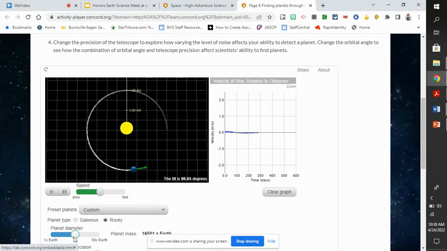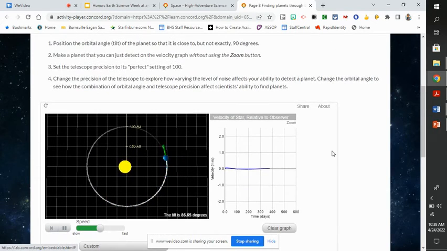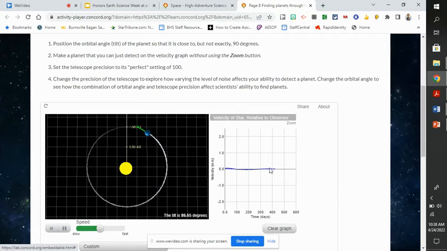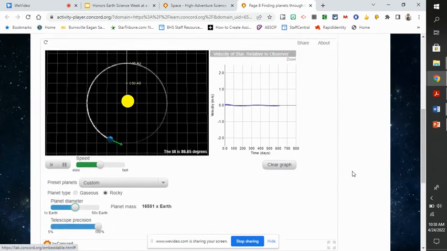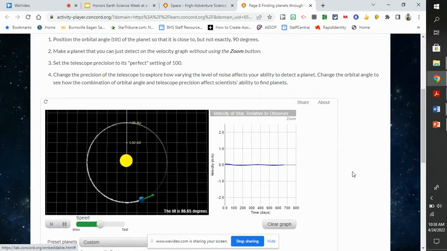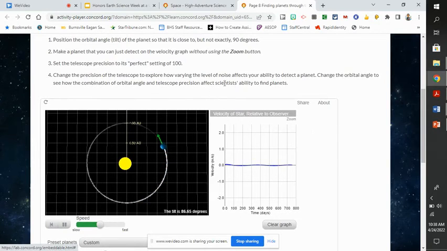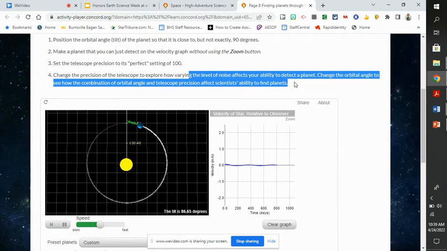I can't really see that graph moving. I think this one is the one that says not to use the zoom. Yeah, without using the zoom button. So this is pretty good. I can see it barely go above the line and barely go below. Okay, and then it says set the telescope to perfect. That's what it's at by default. And then change the precision to explore how varying the level of noise affects your ability to detect the planet, and change the orbital angle to see how a combination of orbital angle and telescope precision affects scientists' ability.